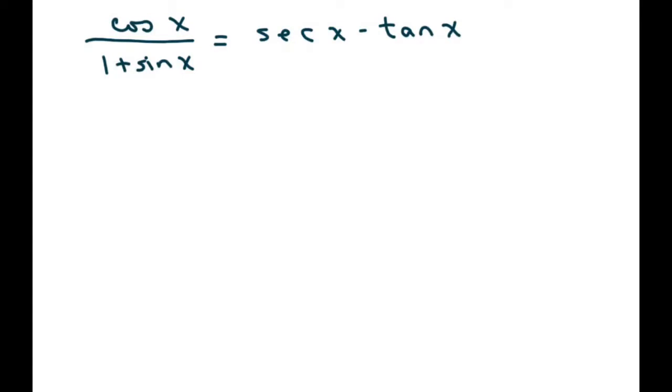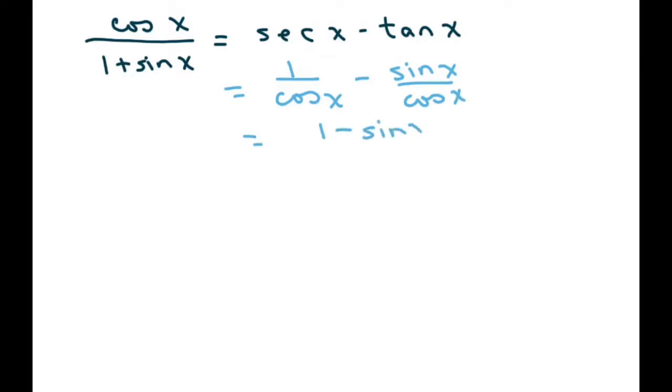Okay, you might want to try this one. Again, I'm going to write this as 1 over cosine minus sine over cosine. And simply, I'm just going to write it under one denominator. And here we have this, I call it the flip-flop thing going on.